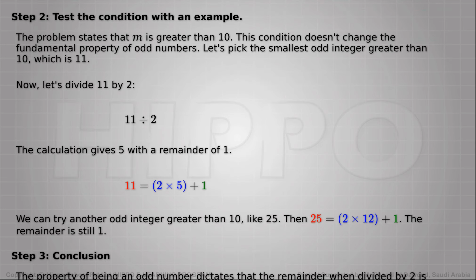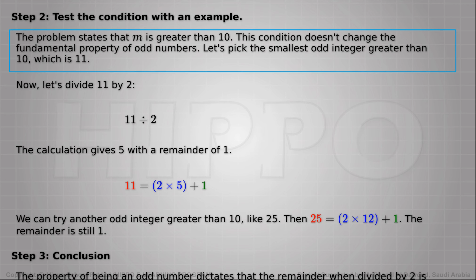The theory is solid, but sometimes it helps to test it with a real number. This is a great strategy for SAT problems if you're ever unsure. The problem gives us an extra piece of information. m is greater than 10. Let's use this. We'll pick the simplest possible number that fits the description, the smallest odd integer that is greater than 10. What would that be?